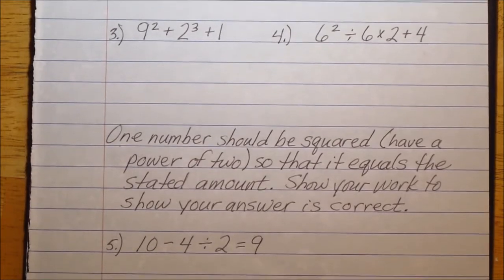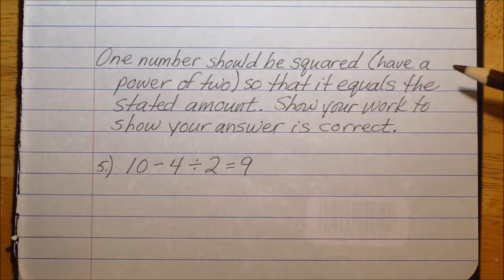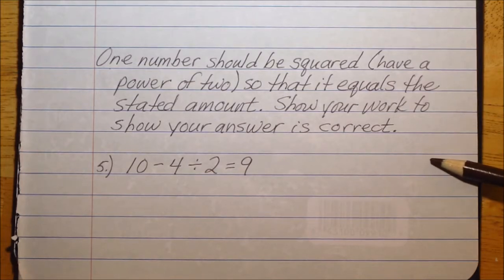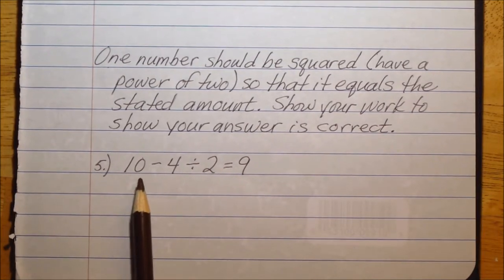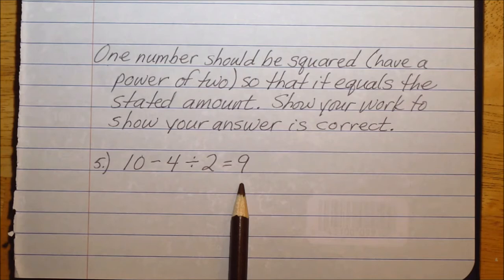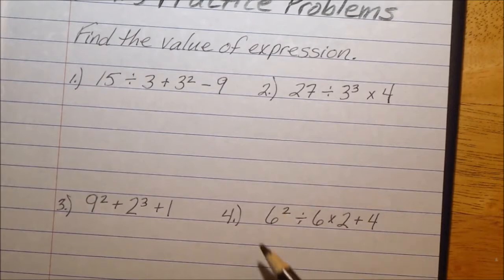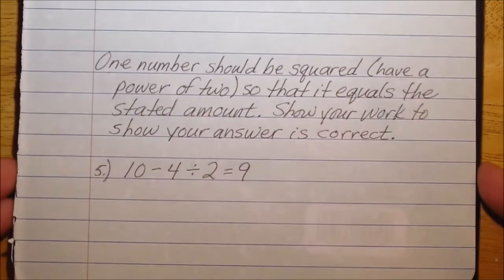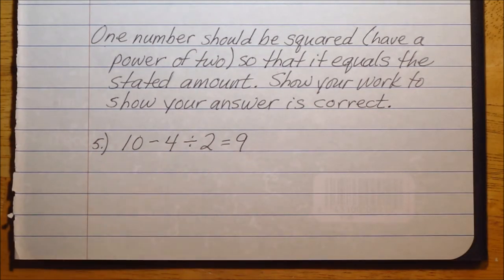All right, and then the last one is something you'll see on your worksheet, so I want to explain it a little bit. It says one number should be squared, that means have a power of 2, so that it equals the stated amount. Show your work to show your answer is correct. So that means one of these numbers, either the 10, the 4, or the 2, has to be squared in order for this to equal 9. So once you figure that out, then you're going to work it out just like you would these to show your PEMDAS triangle, and that's your proof that you squared the proper number to make this equation true.